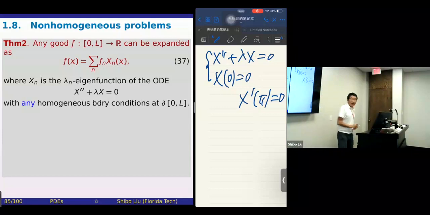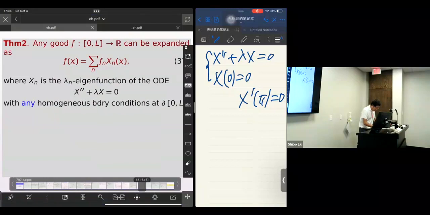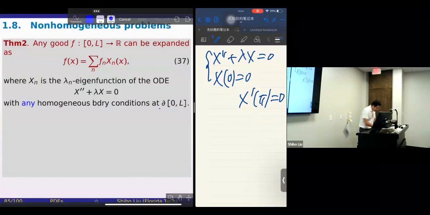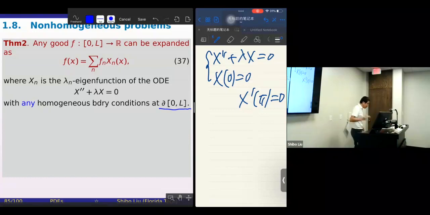Okay. This means the boundary of the interval. The symbol means taking the boundary. Therefore, that is 0 and L. This is not important, just the notation.